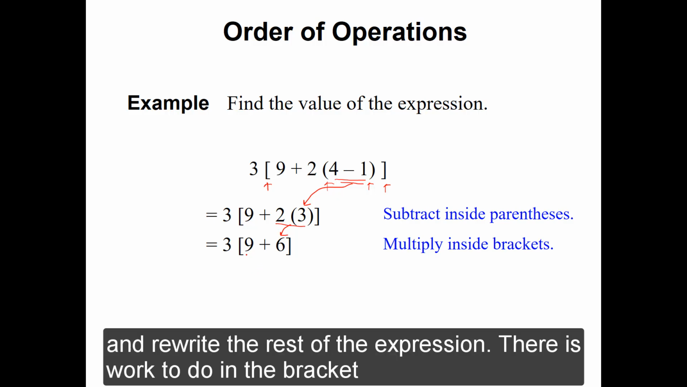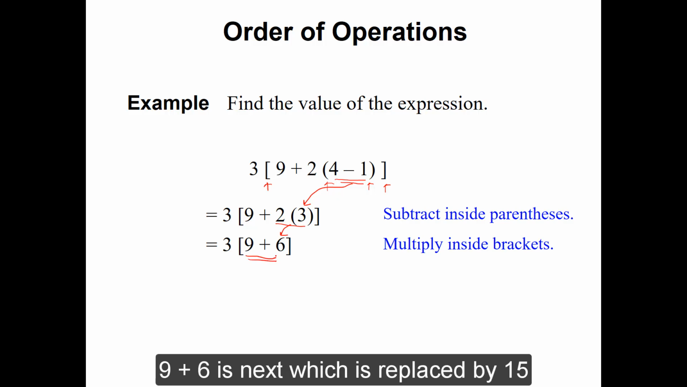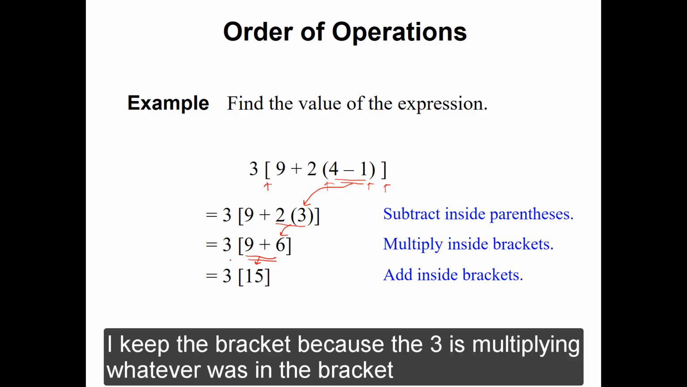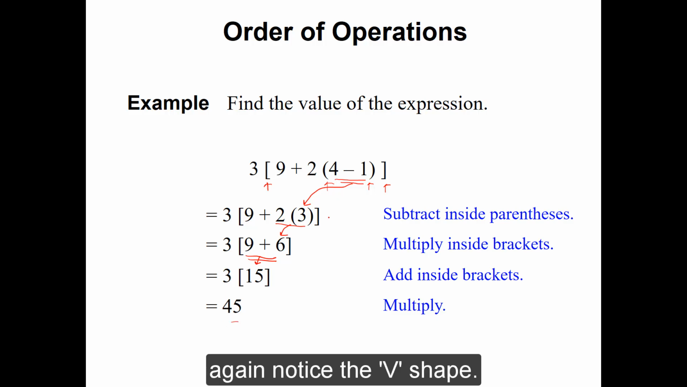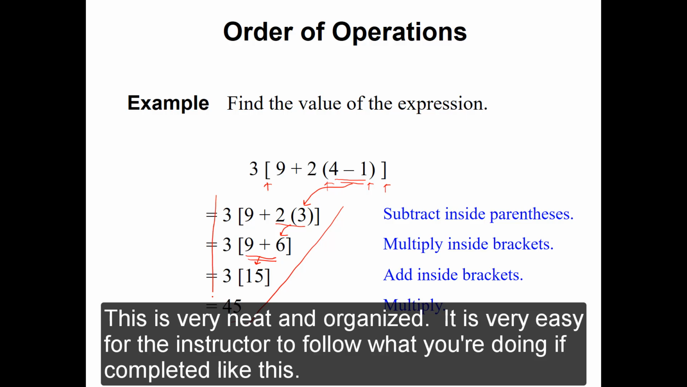I still have work to do in the bracket. So 9 plus 6 is next, which is 15. So I'll replace it with its answer. I keep the bracket because the 3 is multiplying whatever was in the bracket. And finally I do the multiplication. 3 times 15 is 45. Again, notice this V shape. It's very neat and organized. It would be very easy for your instructor to follow what you're doing if you do it like this.